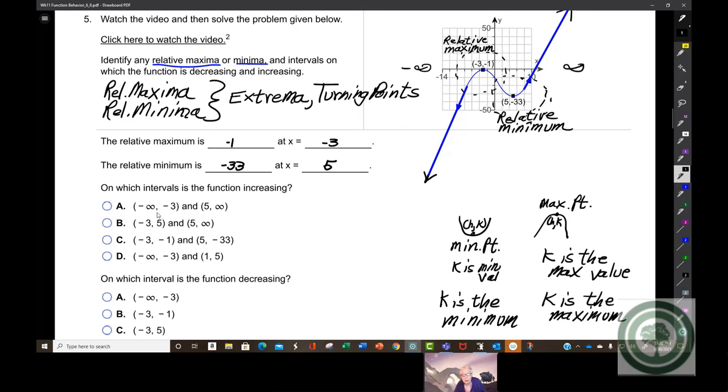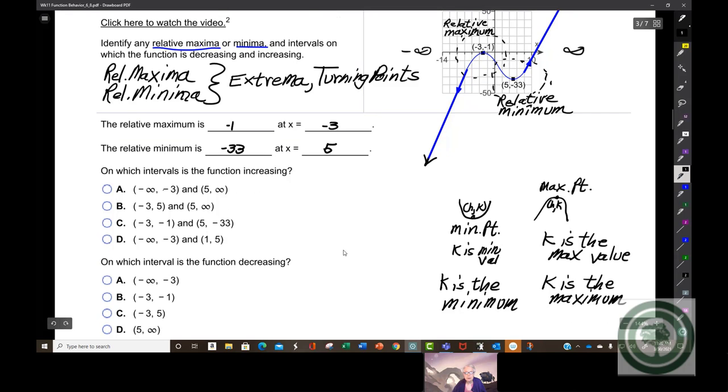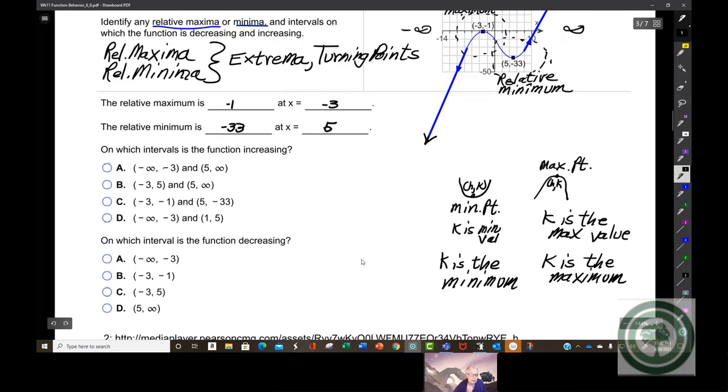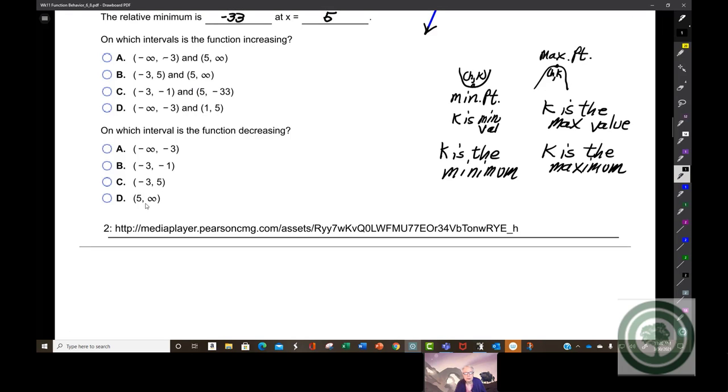So A gives you your coordinates of the intervals of increase. On which intervals is the function increasing? Well, from negative infinity to negative 3 and from 5 to infinity. On which interval is the function decreasing? From x equals negative 3 to x equals 5. Right here, but we don't put x equals. We just put negative 3 to 5. That's where the decrease is happening.